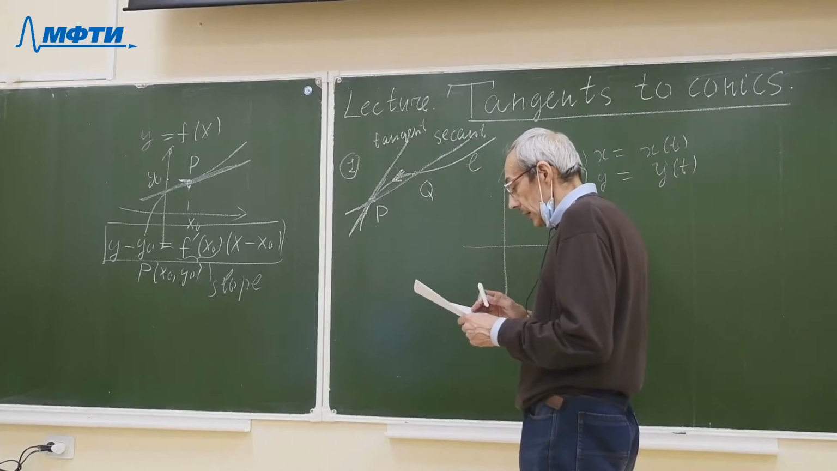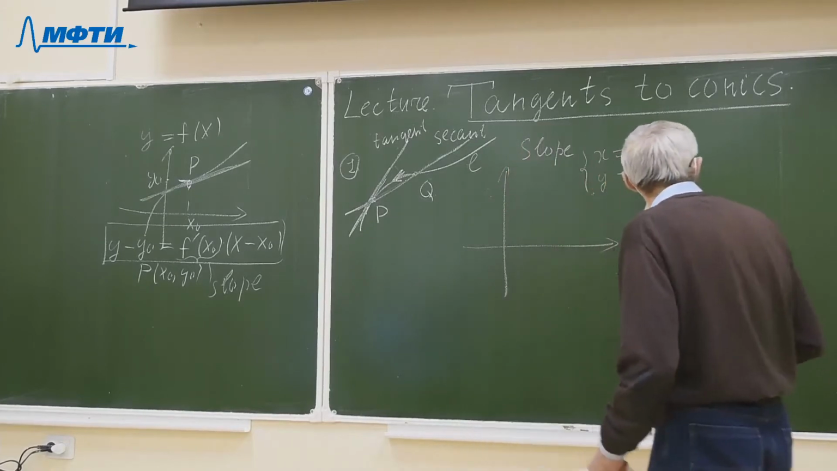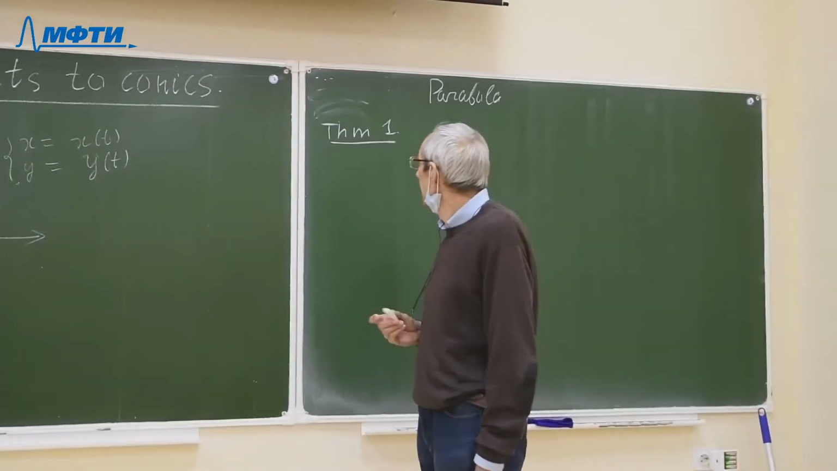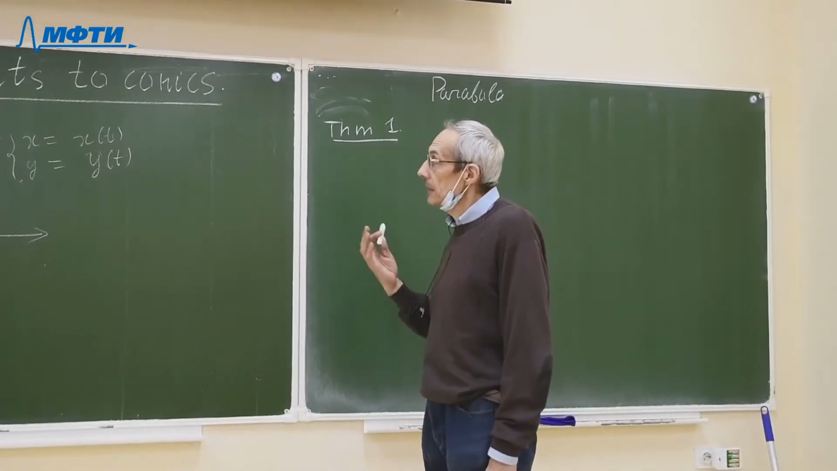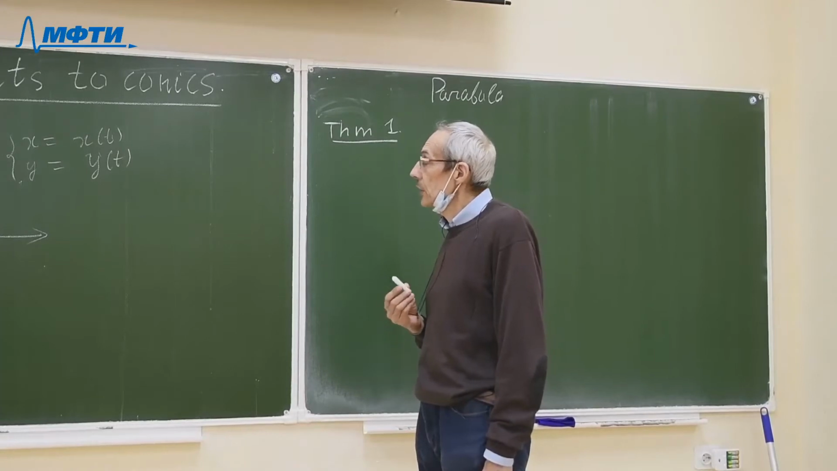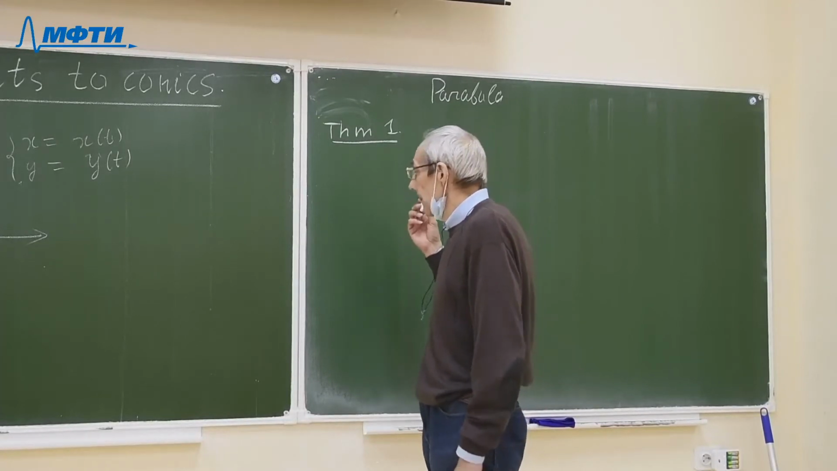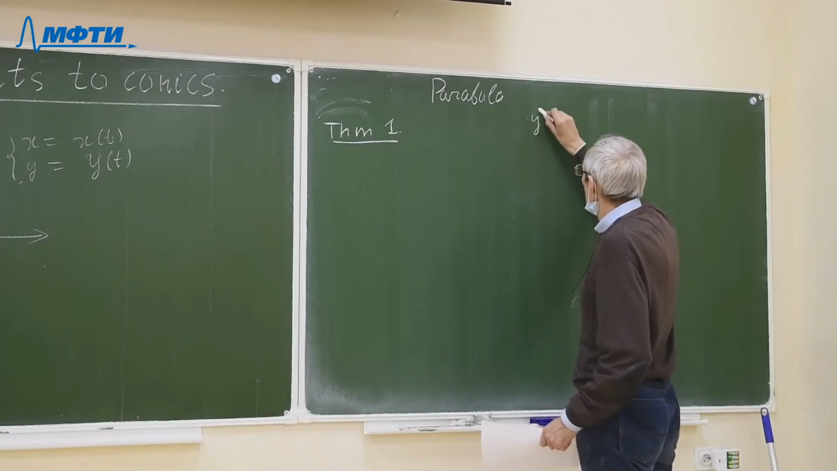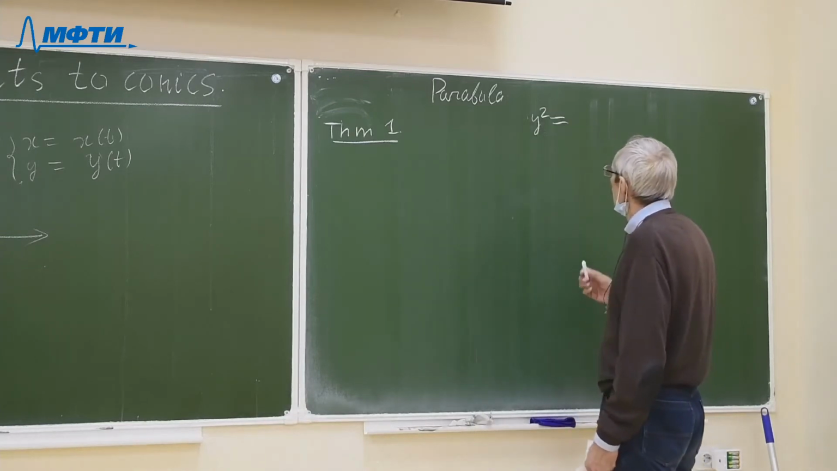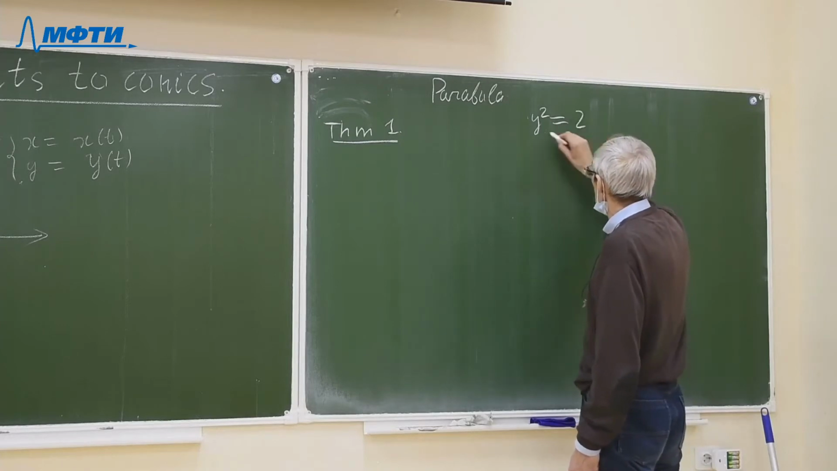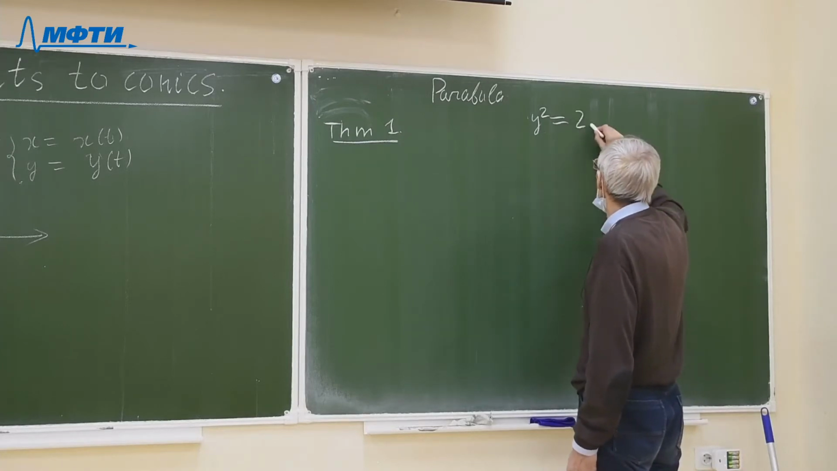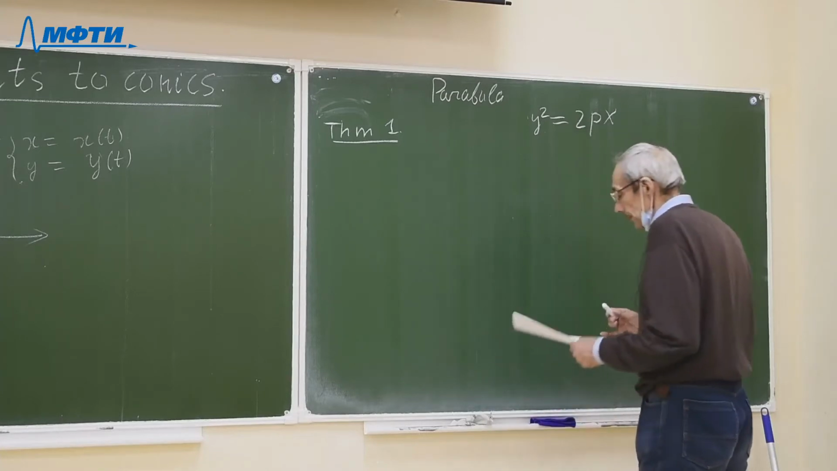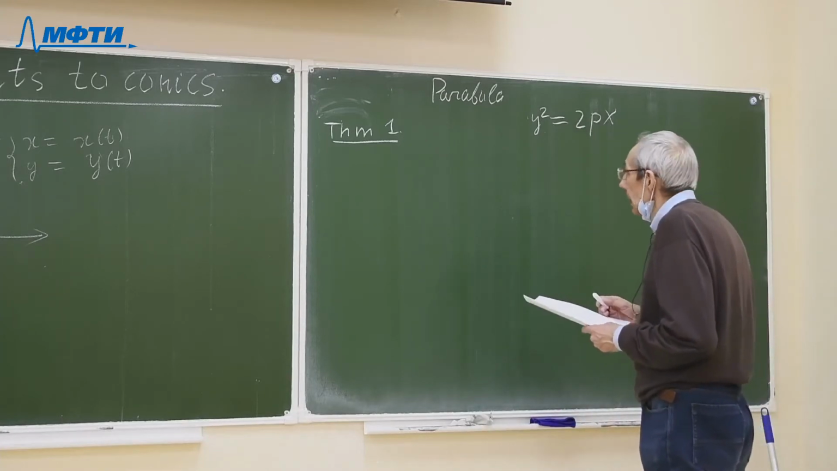And let's start. First of all, we obtain the exact formula for the tangent line for a parabola. I recall that the standard equation for a parabola is y squared equals 2px.